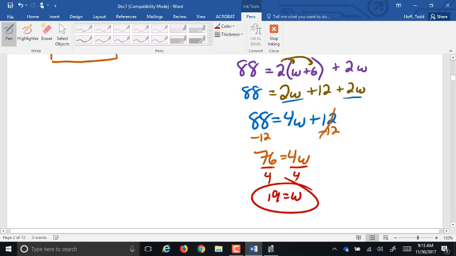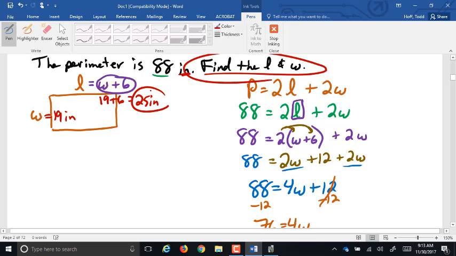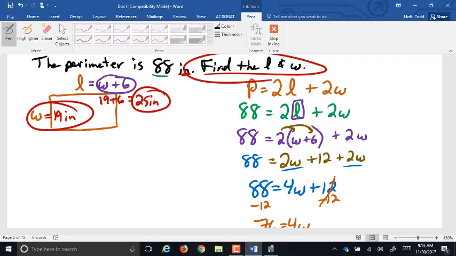All done, right? No, we still have to make sure we answer the question that was asked. Find the length and the width. Well, we found the width is 19. That's in inches. The length is going to be 19 plus 6, or 25 inches. Now we're done. So when we do word problems, we have to make sure once we've solved the equation, we go back and actually answer the question that was being asked.